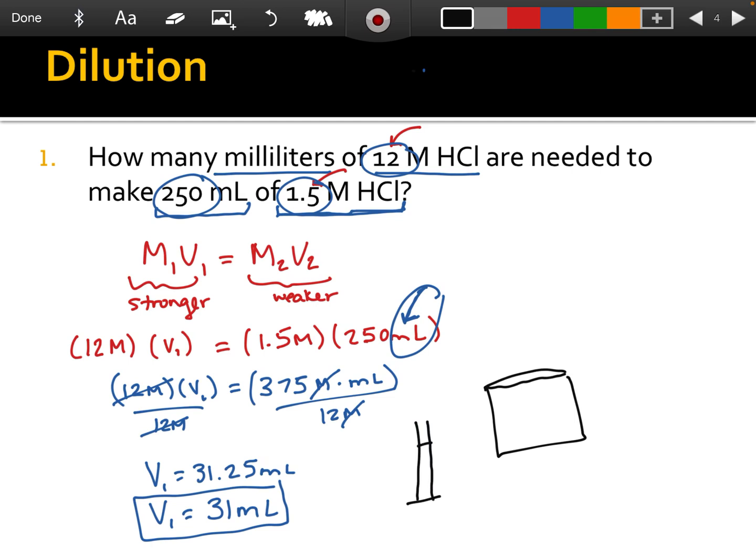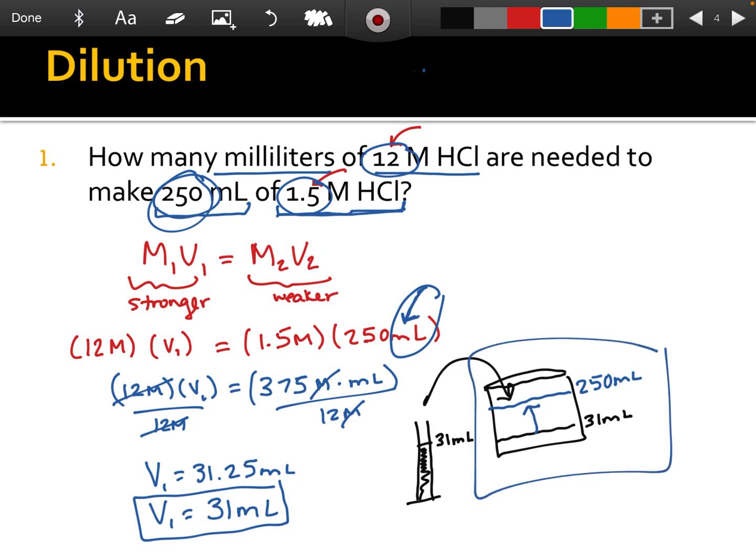This is going to be a beautiful graduated cylinder. So we would fill this up with 31 milliliters. We would add it to our volumetric flask, or beaker in this case. And then once we have our 31 milliliters of solution, we would fill the rest of it up with water. We want a total of 250. So we'd just add water until the total volume hit that 250 milliliter mark. So that's how you would make this solution. And once you have this solution, it would have a molarity of 1.5. So we would have diluted it from 12 molar to 1.5 molar once these solutions mixed.